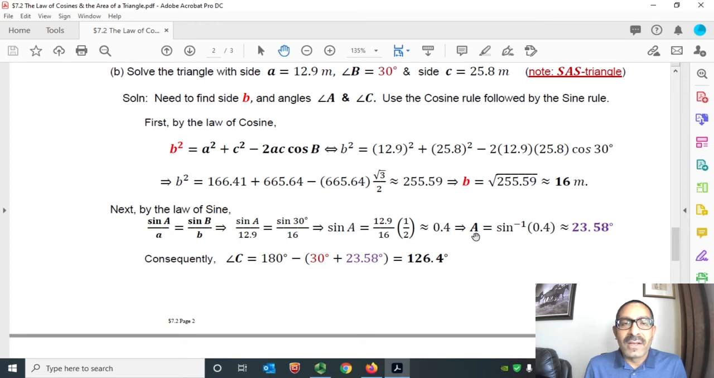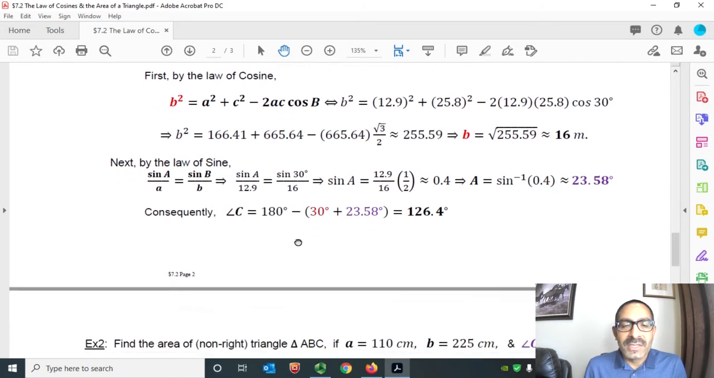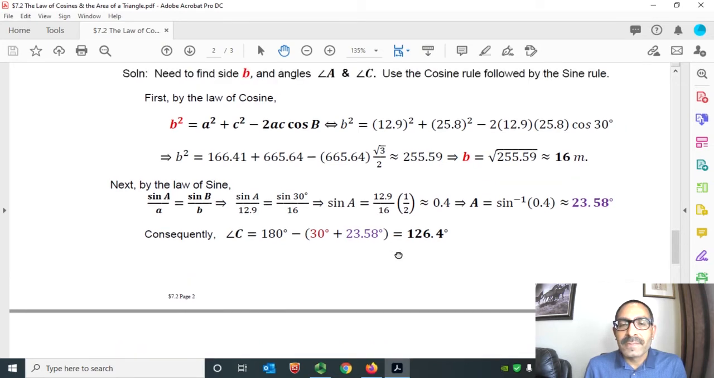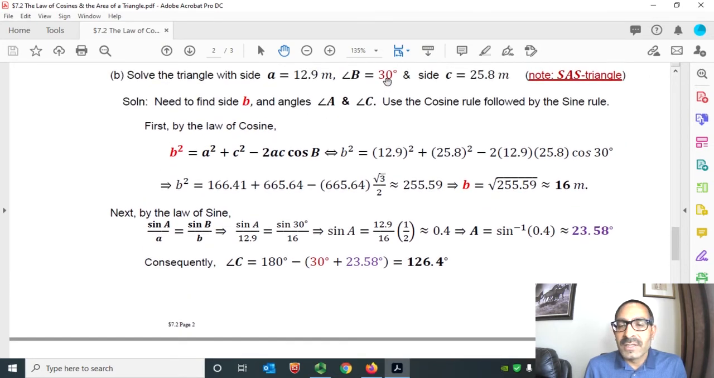Hence we found the angle A. Now we already know the angle B, then we can easily find the angle C by using this relation. So angle C equals 180 degrees minus (30 degrees plus 23.58 degrees). After simplifying, we will get angle C equals 126.4 degrees.